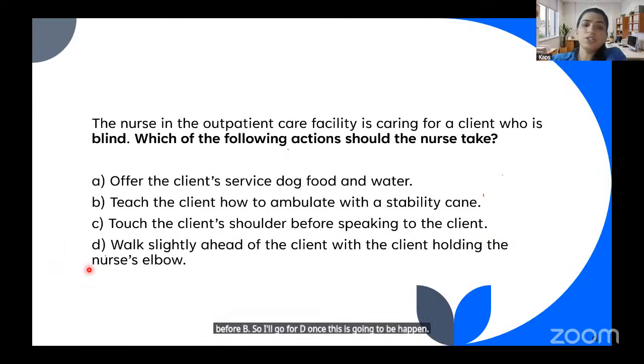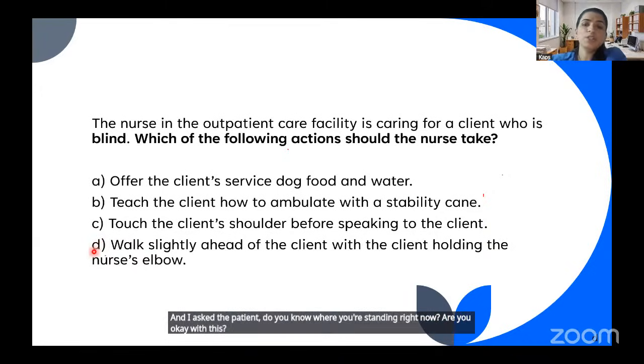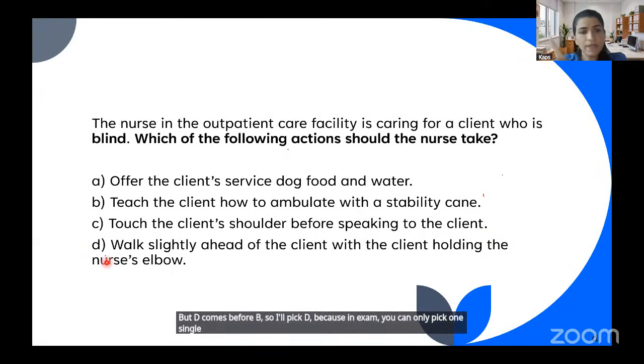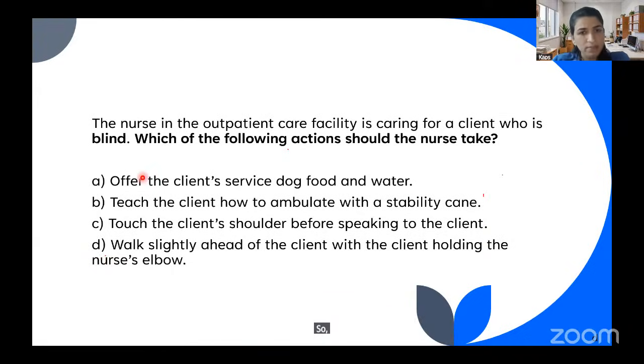And I ask the patient, do you know where you're standing right now? Are you okay with this? Okay. Do you want me to teach you anything about the cane right now? Let's talk about it. Then I'll go for B after that, even if B sounds a good answer too, right? But D comes before B. So I'll pick D because in the exam, you can only pick one single answer. So D and then B. C, irrelevant, forget about it. A can wait, right? So this is how I will pick the answer for this question, right?